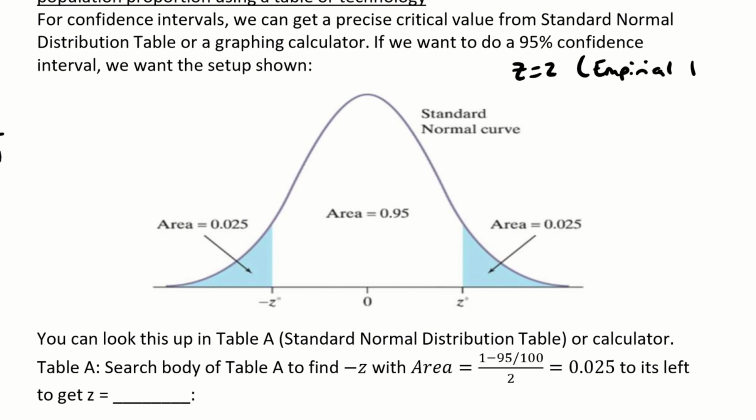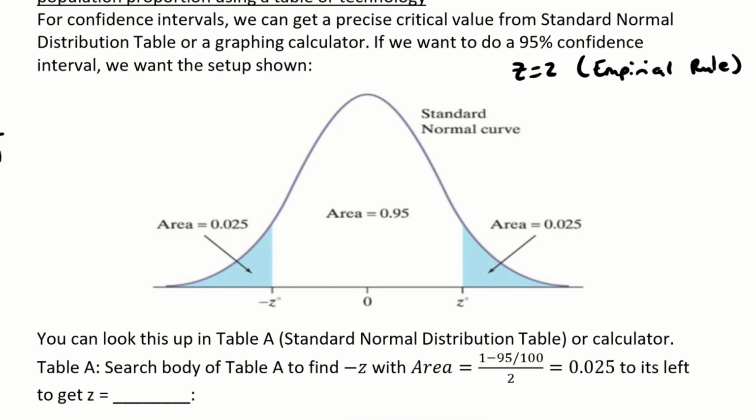However, the true value of z is not actually 2. The empirical rule is just a rule of thumb to help you estimate what those critical values would be. It's not the exact critical value. Now, if we want the exact critical value, which means a more precise value rather than just 2, we would have to use the standard normal distribution table or a graphing calculator.